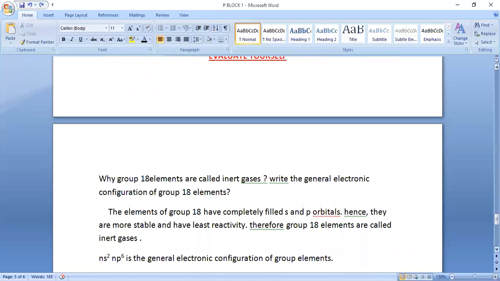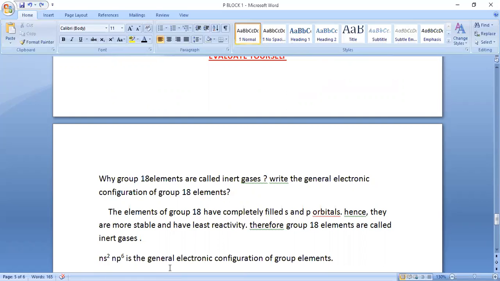Why are group 18 elements called inert gases? Write the electronic configuration of group 18 elements. The elements of group 18 have completely filled s and p orbitals. Group 18 means helium, neon, argon, krypton, xenon. All the elements have completely filled orbitals. Both the s orbital and the p orbital are completely filled. Hence they are more stable.